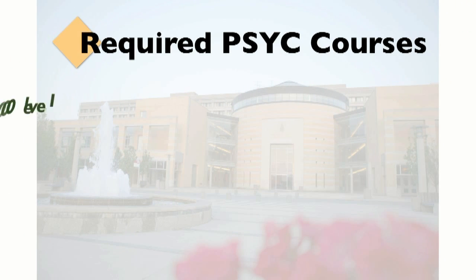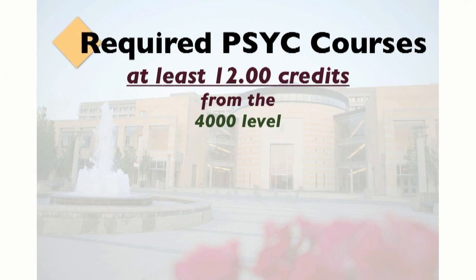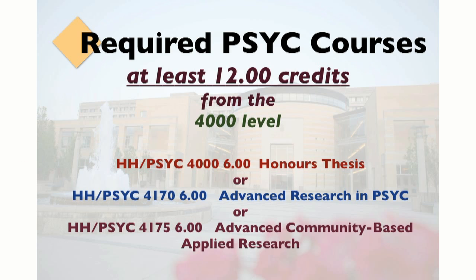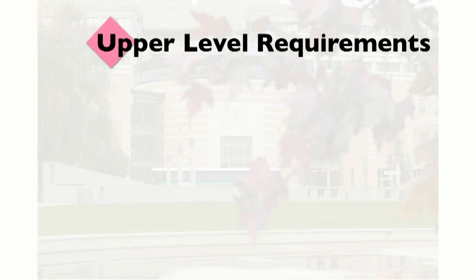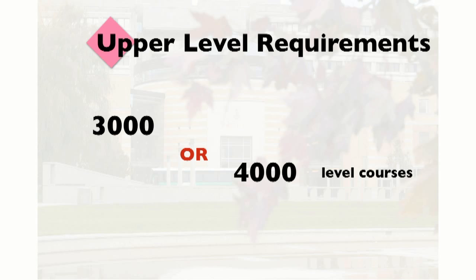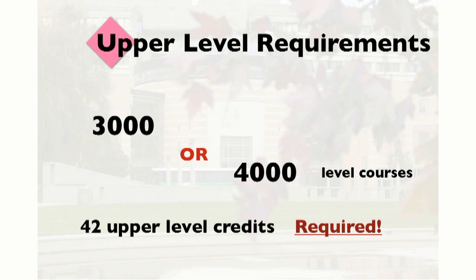In the final year of the program, you will take at least 12 credits in psychology at the 4000 level. 6 of the 12 credits will be taken from the following list of courses. The completion of these courses will ensure that you will have a solid foundation in the study of psychology. As discussed in the previous presentation, upper-level credits are courses that undergraduate students generally take in their 3rd and 4th year of studies. As a Psych Honors BSc student, you are required to take 42 upper-level credits at the 3000 or 4000 level.